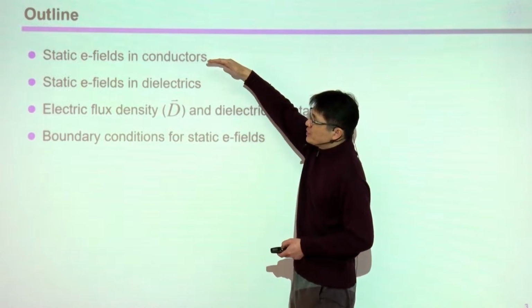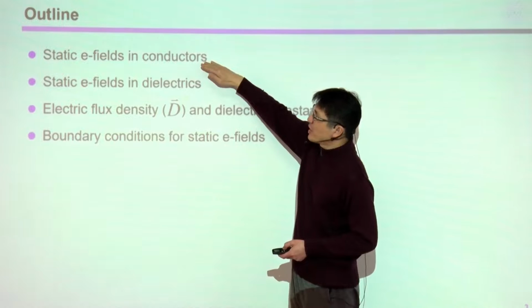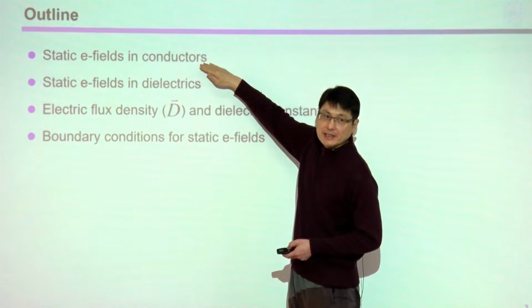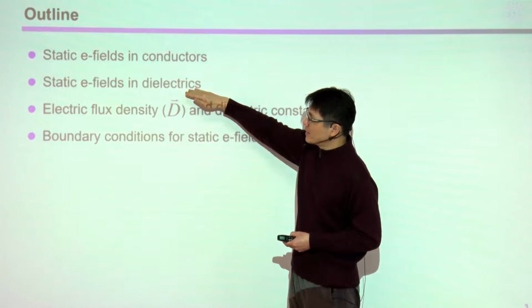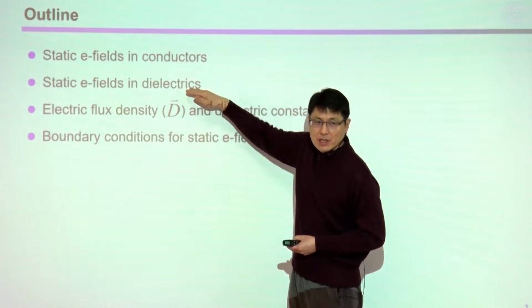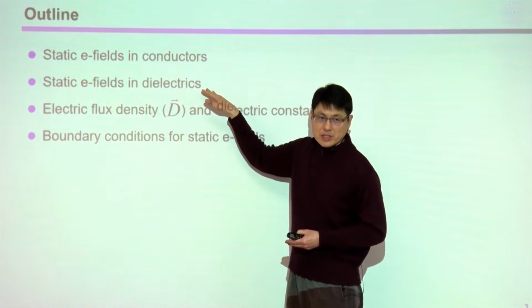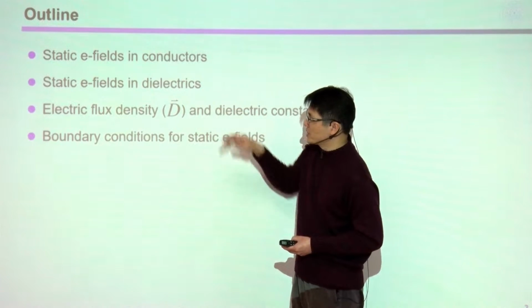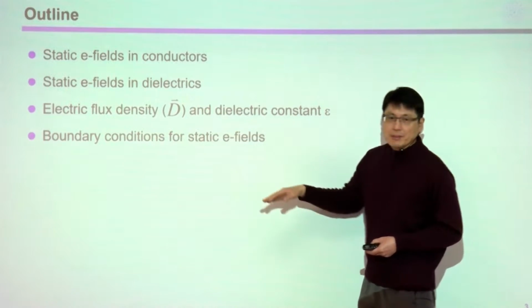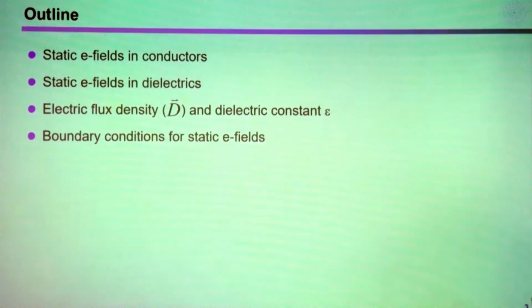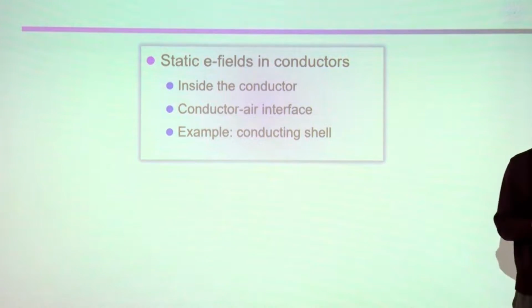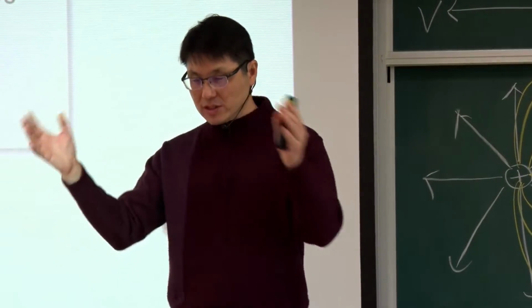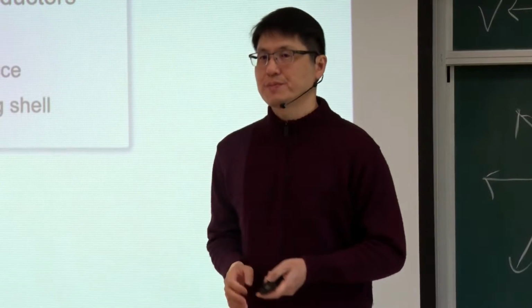So what I plan to do, at least for today, is talk about static E fields in conductors. And on Wednesday, we can talk about the static E fields in insulators. Insulators are also called dielectrics. So for these two, I'm going to leave until maybe next week. Alright, so we are going to talk about static electric fields in metallic materials, conductors.